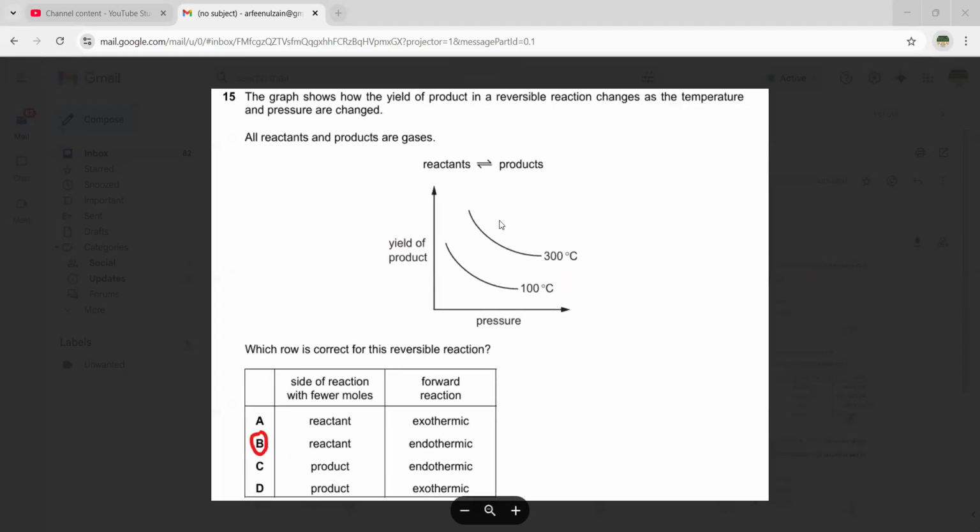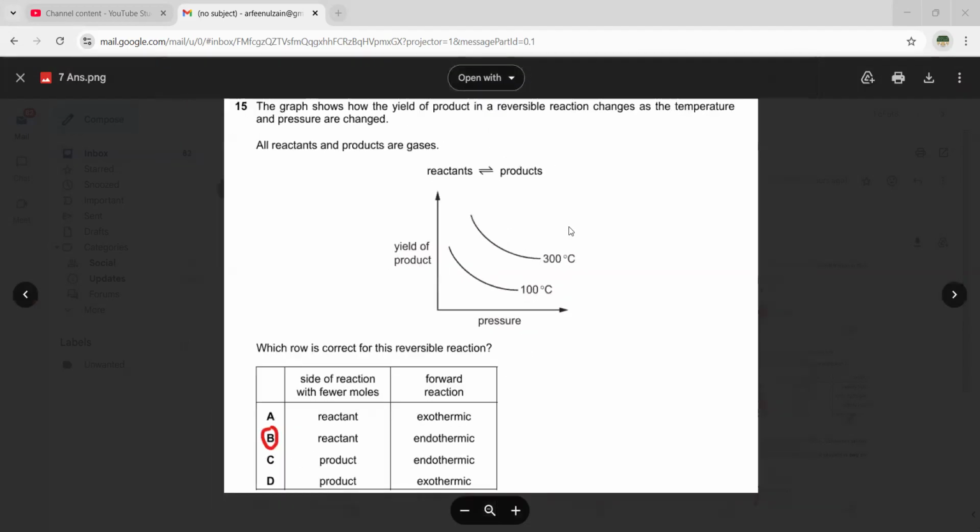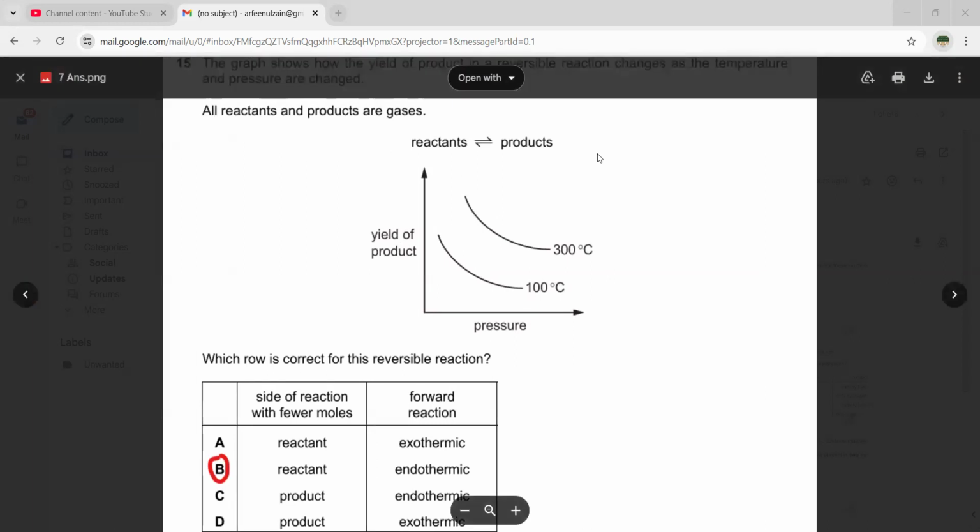In the question, the graph shows how the yield, or the product, of a reversible reaction changes as the temperature and the pressure change, and all reactants and products are gaseous. Which row is correct? First, on the x-axis we have the pressure, and on the y-axis we have the amount of product, the yield. At high temperature we have a greater product as compared to low temperature. So what kind of reaction is this, endothermic or exothermic?